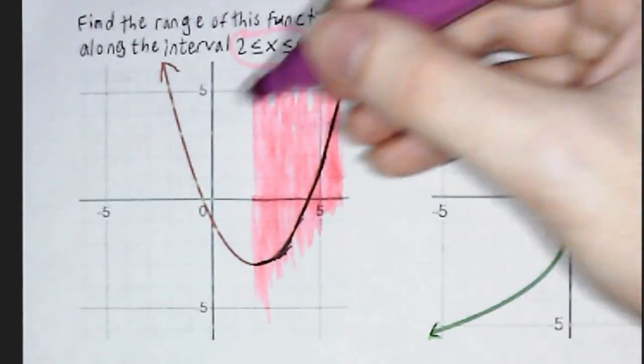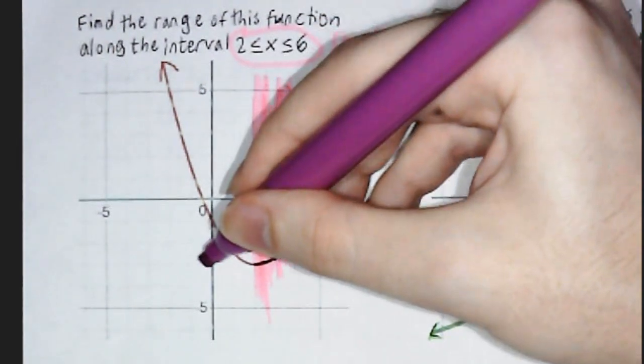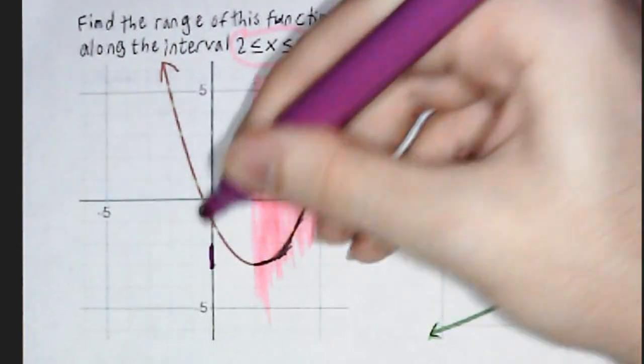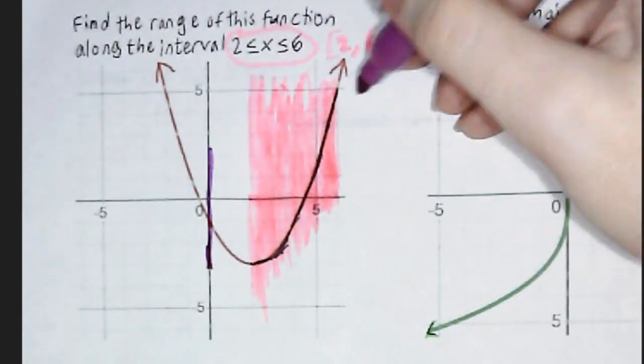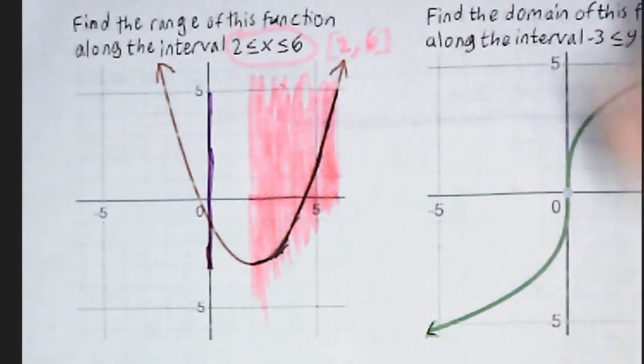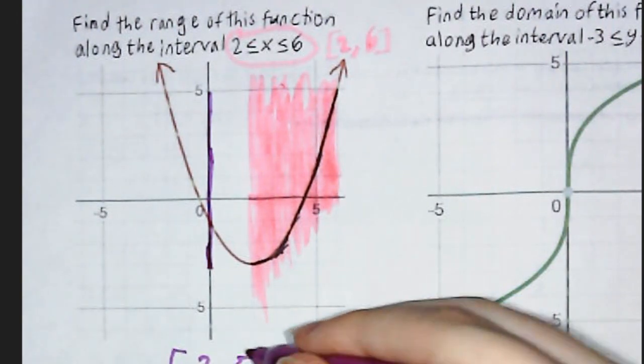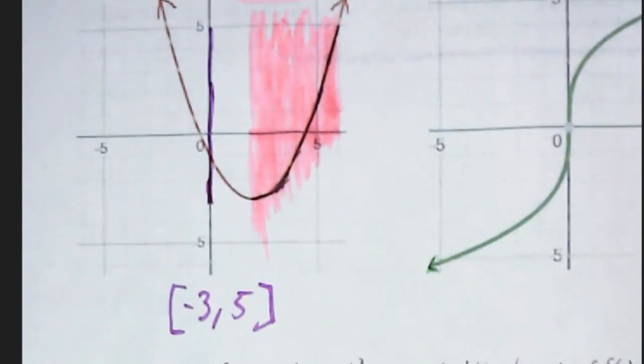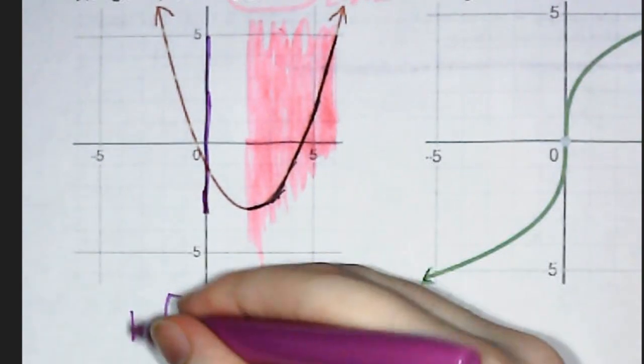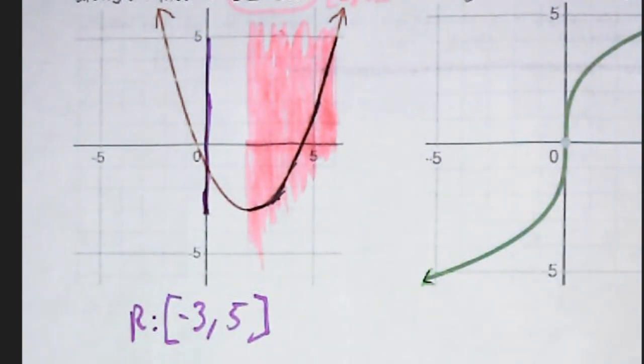So the y values start at, what is this, 1, 2, 3 down, which is negative 3. And they go up to, what is that, 5. So we're going to call this range from negative 3 to positive 5.